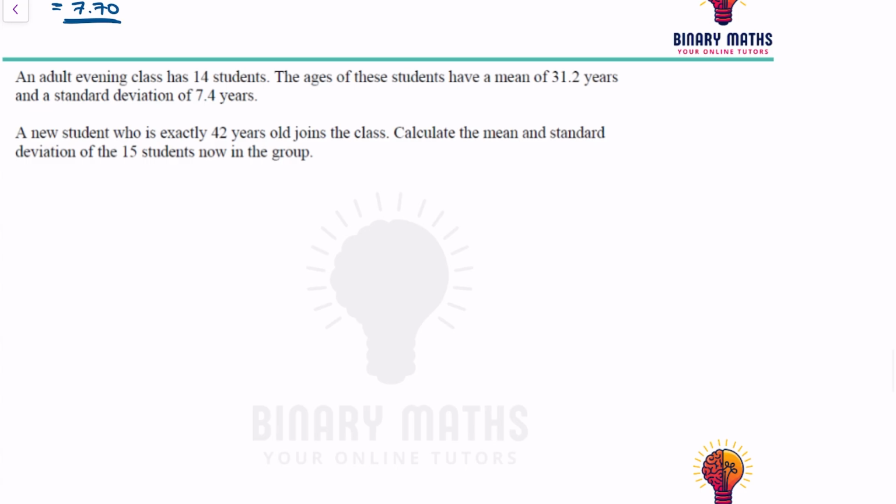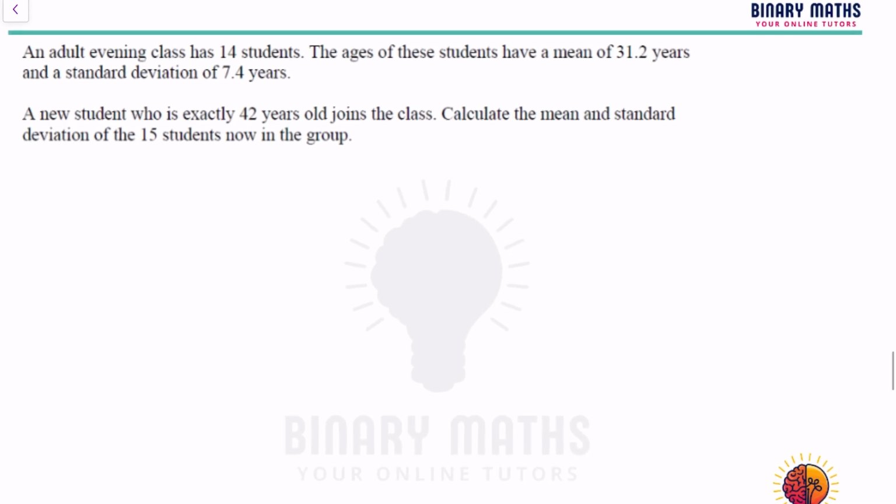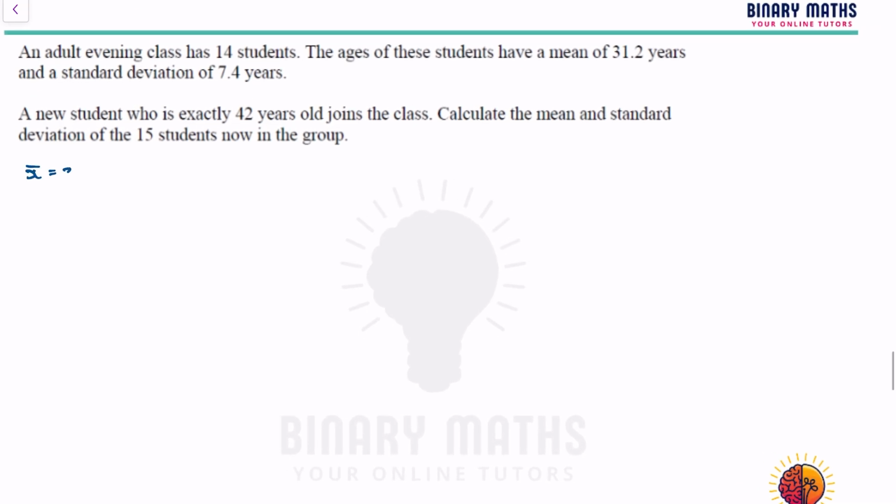Now some problem solving questions. An adult evening class has 14 students. The ages of these students have a mean of 31.2. So x bar is equal to 31.2. Standard deviation is equal to 7.4. And n is equal to 14 in this case. A new student who is exactly 42 years old joins the class. Calculate the mean and the standard deviation of the 15 students now in the group.